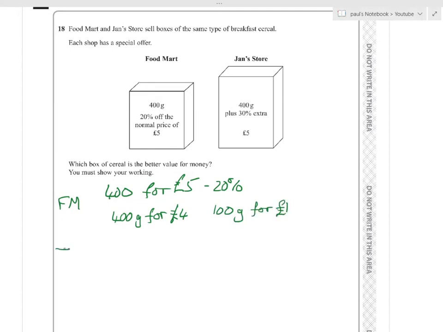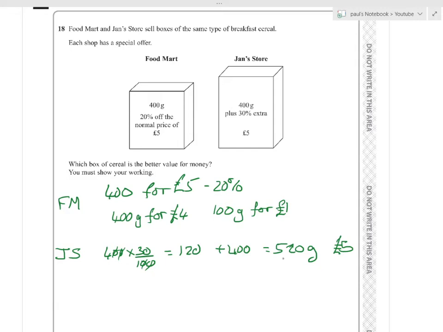Now, what about Jan's store? Jan's store, 400 grams, 30% extra. So let's find out what that is. 400 times 30 over 100. Cross all these things out. 4 3s are 12. So you get 120 extra plus the 400. So you get 520 grams for £5.